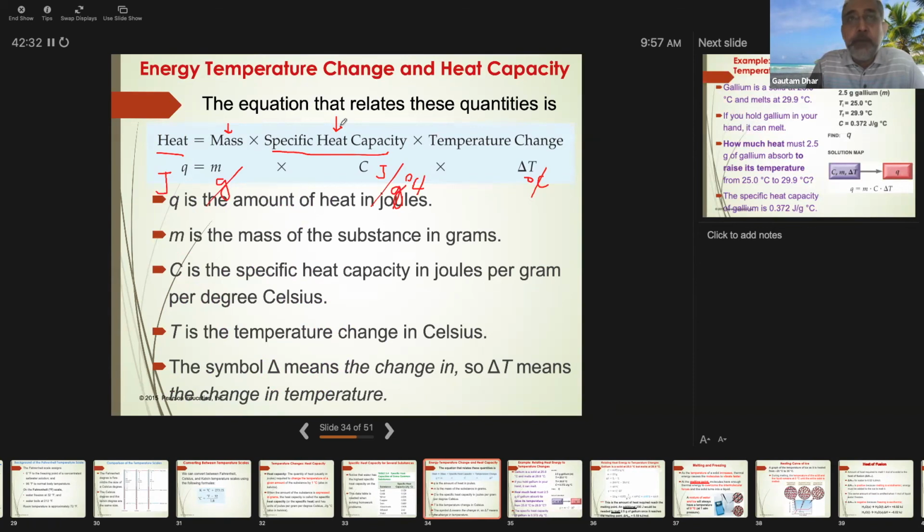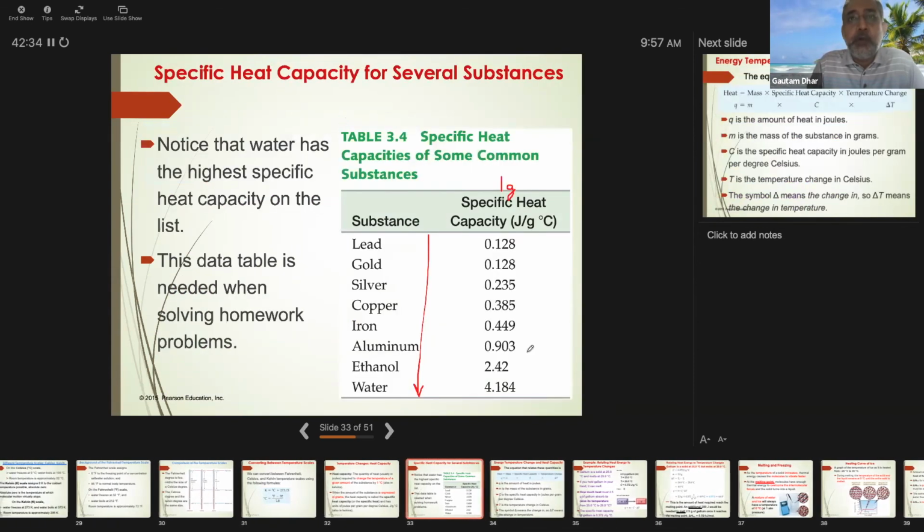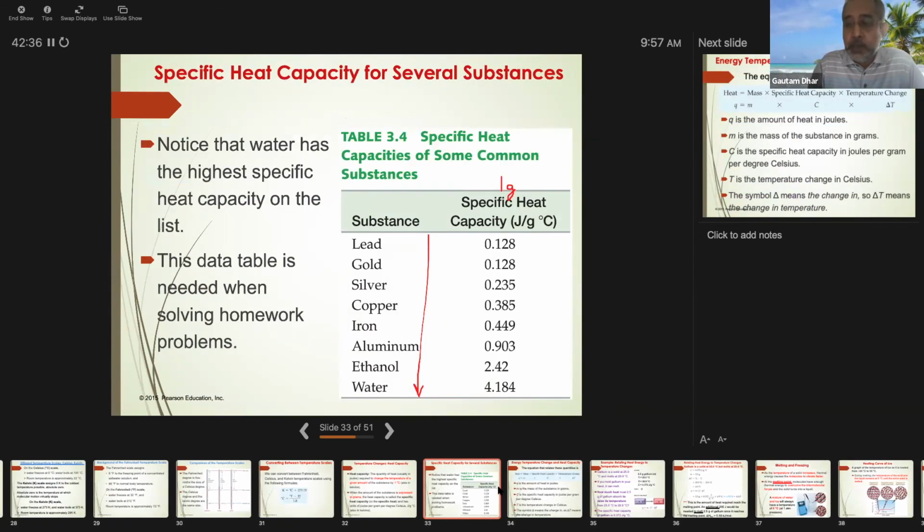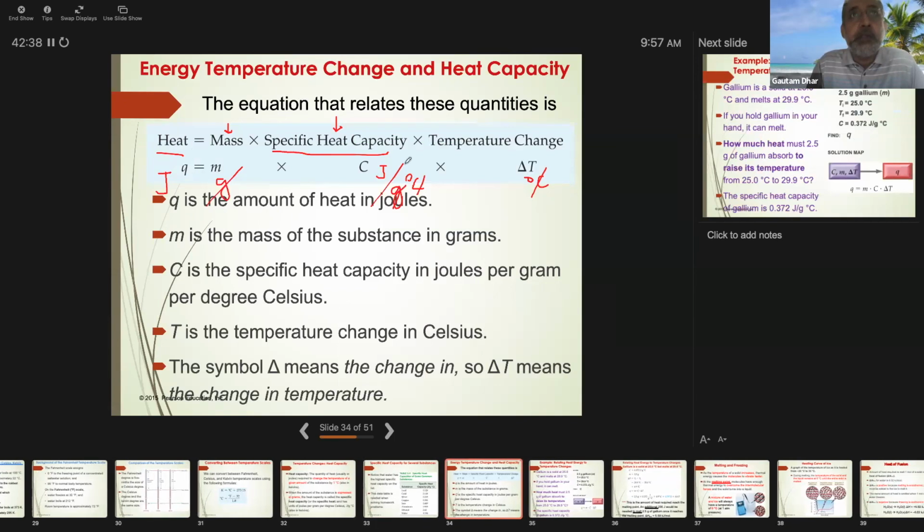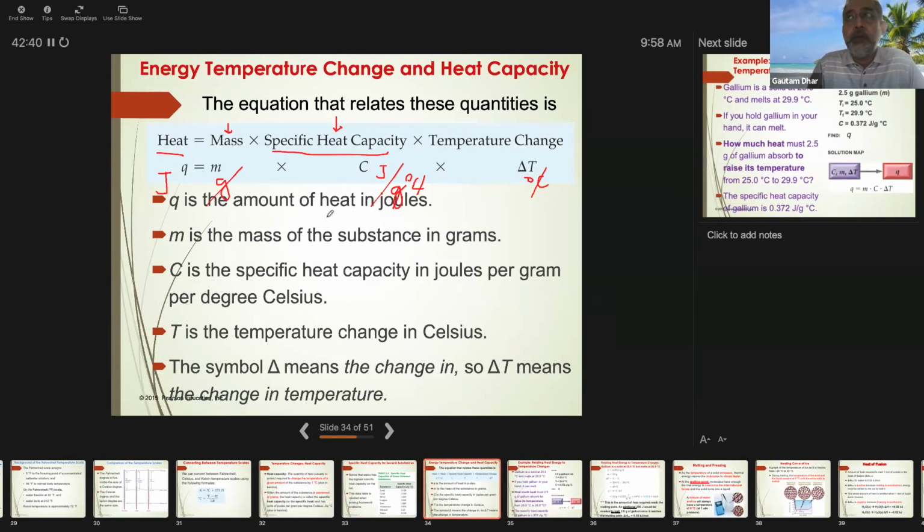That means by definition, water is 4.184 heat capacity. But otherwise, I'll give you these values. All you need to do is to multiply them. You need the delta T. Okay, and these are variables. So if any of these I don't know, I can always calculate. Not only that, if I'm given the total heat, I can calculate the delta T.